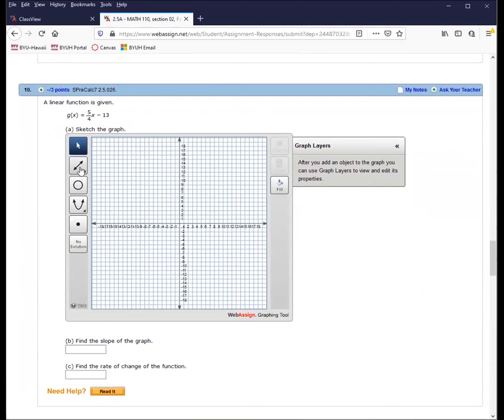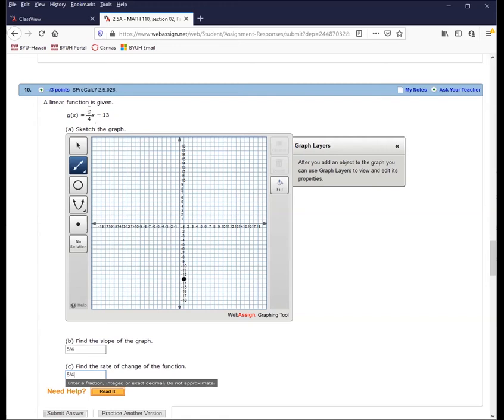So again, it's a line. So select that, make sure that's highlighted in blue. Then we're going to pick off the y-intercept, which is negative 13, right there, and then 5/4. So the slope is 5/4. I'll go ahead and write that down right there. So 5/4, which is the constant, which is the rate of change as well.